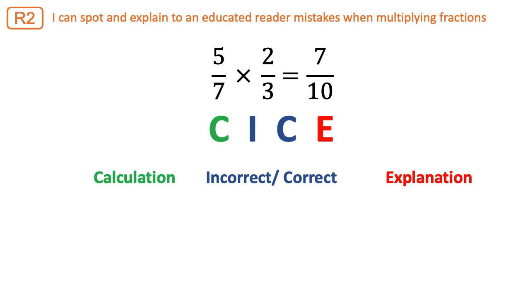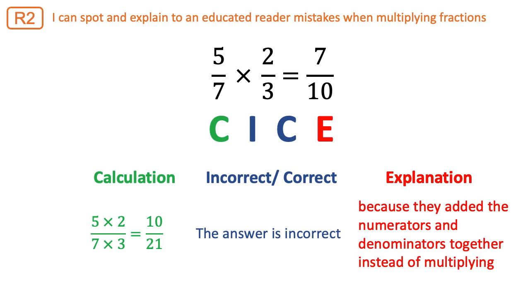We first calculate the question to check if the answer is correct. 5 times by 2 and 7 times by 3 equals 10/21. We now say whether the answer is correct or not. The answer is actually incorrect. And finally, we give a reasonable explanation using mathematical terms where possible, because they added the numerators and denominators together instead of multiplying. This is the final answer to the question using CICE.